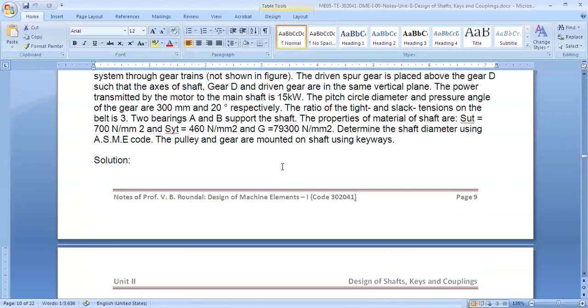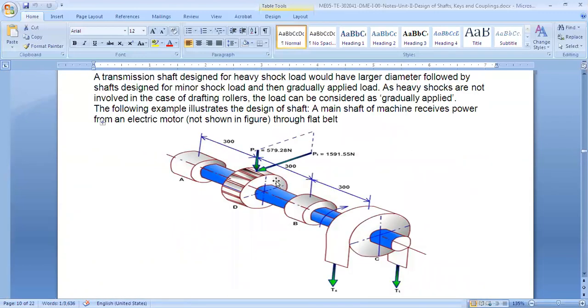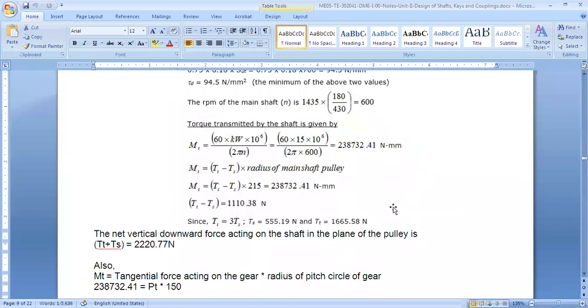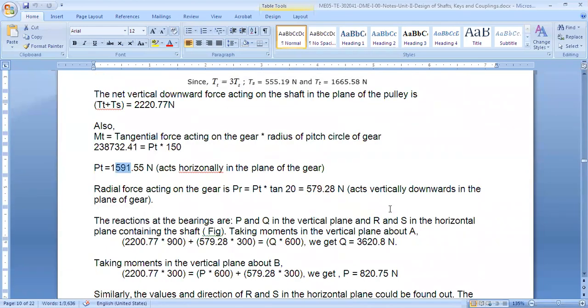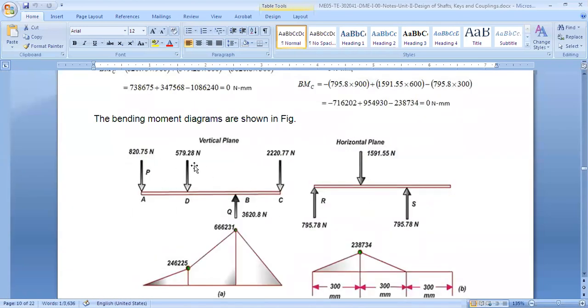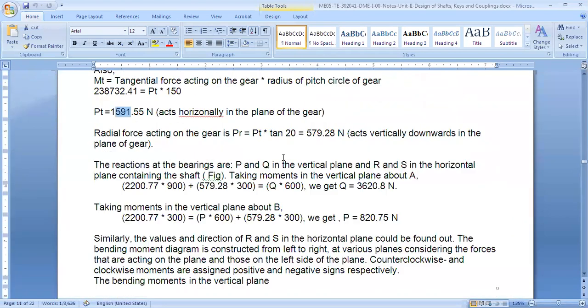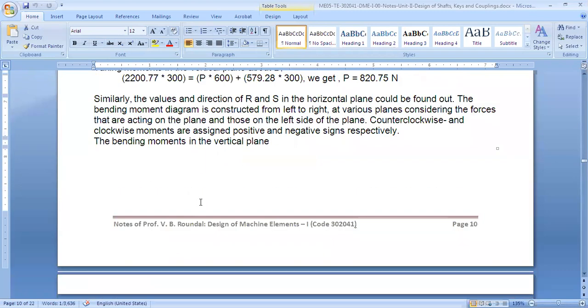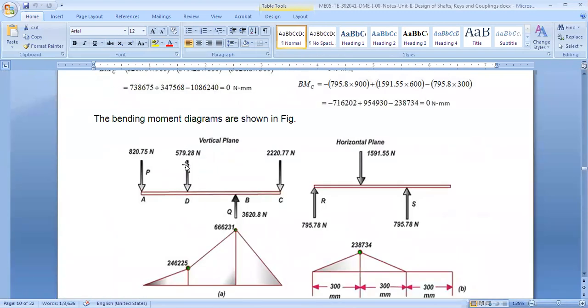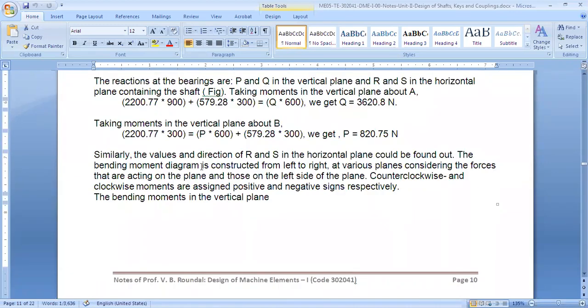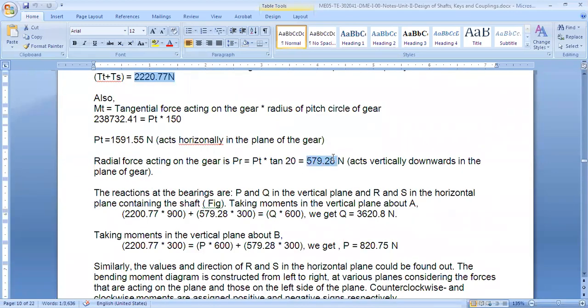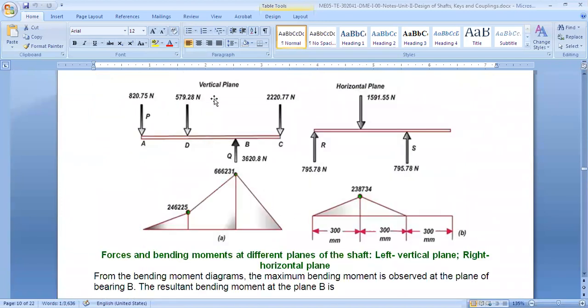To find the vertical reactions is not as simple, because there are two vertical forces: the radial force PR acting at the spur gear and the resultant load acting at the pulley. Take a look at this diagram. The resultant load at C is 2220. We calculated that right here. And at the gear, the radial load is 579, which we calculated here. So we have two vertical loads, 579 at D and 2220 at C. Now we have to find the reactions at A and B.